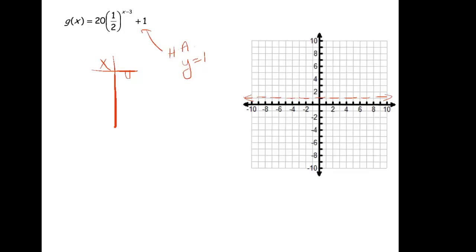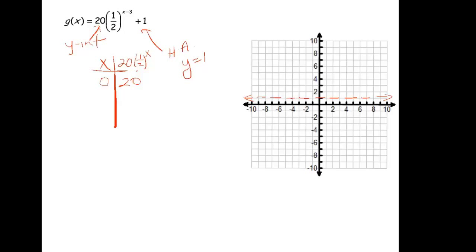So let me actually, instead of putting y here, write down what the parent function is. I would say it's 20 times 1/2 to the x. And I think 3 values is a nice way to go, or even 2. So if I substitute in 0, 1/2 to the 0 is 1. That gets us 20. So notice that this value right here seems to be the y-intercept.